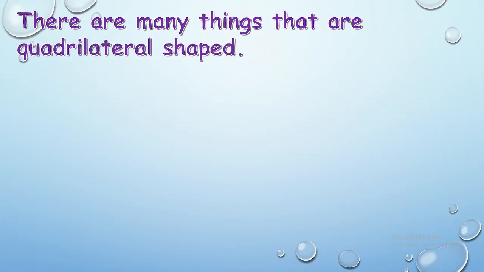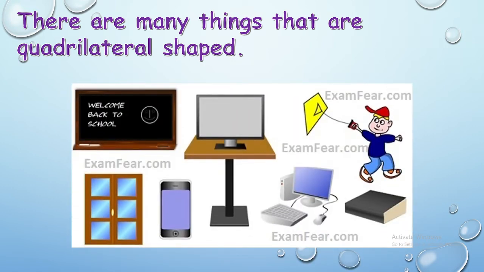Okay, can you tell me some things that are quadrilateral in shape? My pocket book. Pencil box. Yes, a pencil box. Sharpener. Yes, many things. Even your table, your door, your phone, your books, even the kite, right? Okay, next, what's the next shape?